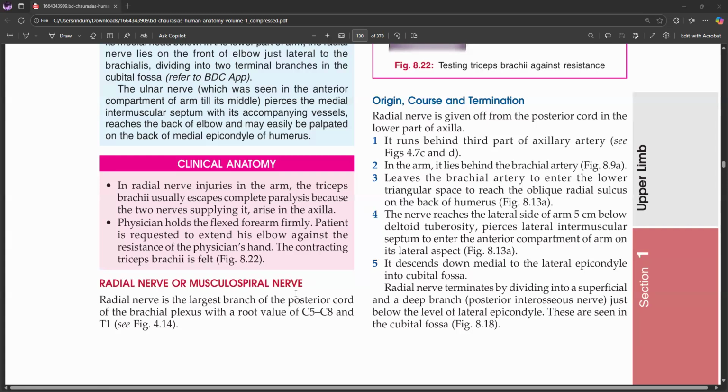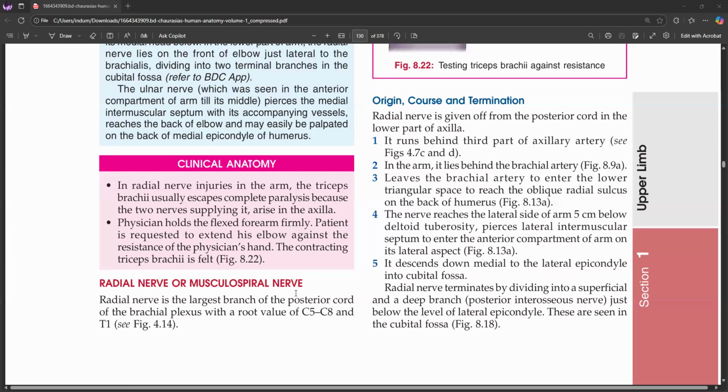Figure 8.22. Radial nerve or musculospiral nerve. Radial nerve is the largest branch of the posterior cord of the brachial plexus with a root value of C5 to C8 and T1. See figure 4.14. Origin, course, and termination. Radial nerve is given off from the posterior cord in the lower part of axilla. Number 1, it runs behind third part of axillary artery, see figures 4.7c and d. Number 2, in the arm, it lies behind the brachial artery, figure 8.9a.